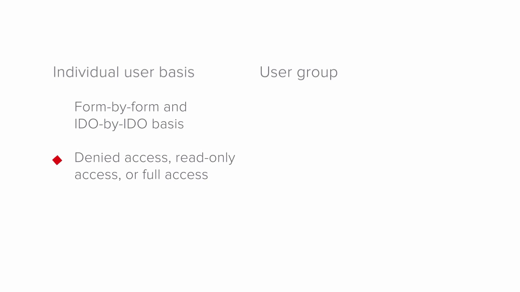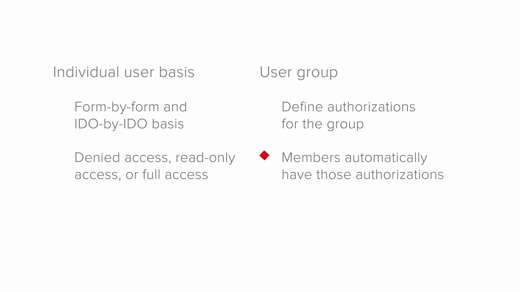But if you have many users, and if many of them need similar kinds of access based on location, job function, or organizational role, for example, then it can be much easier and more efficient to define and employ user groups. This means that you can assign authorizations for a range of forms and access levels to the group as a whole, and then each member of that group automatically has those authorizations.